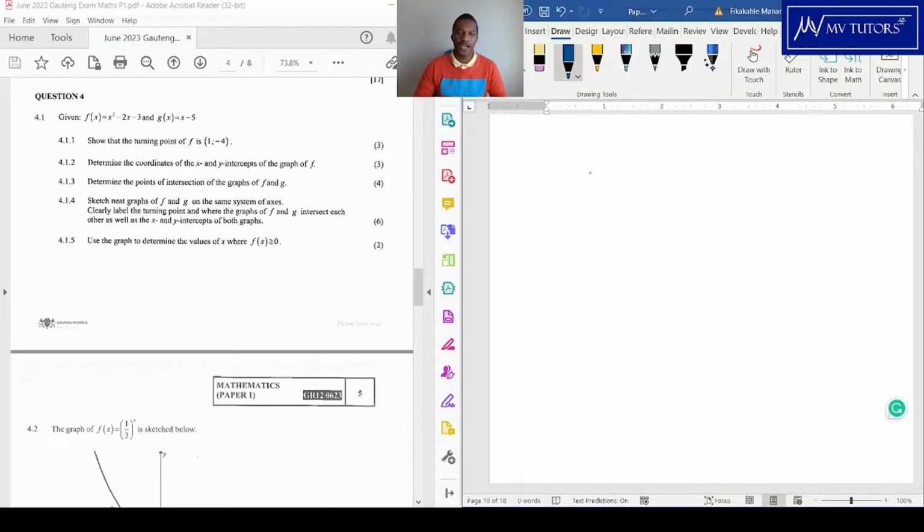My name is Figagashe Manana, and we are still doing the June 2023 Gauteng Province Paper 1 Mathematics. We are now in question number 4. Let's get right into it.